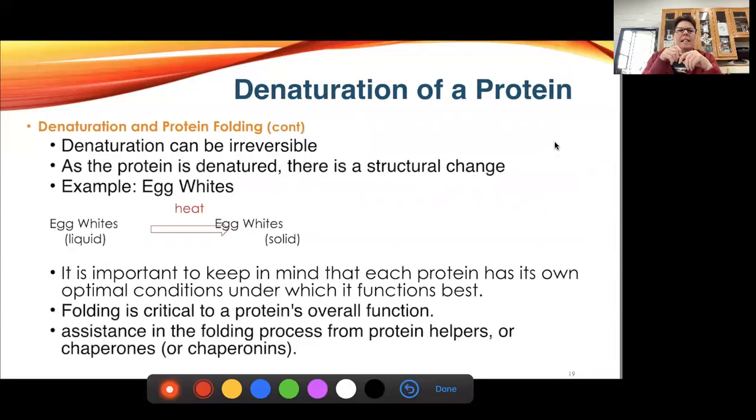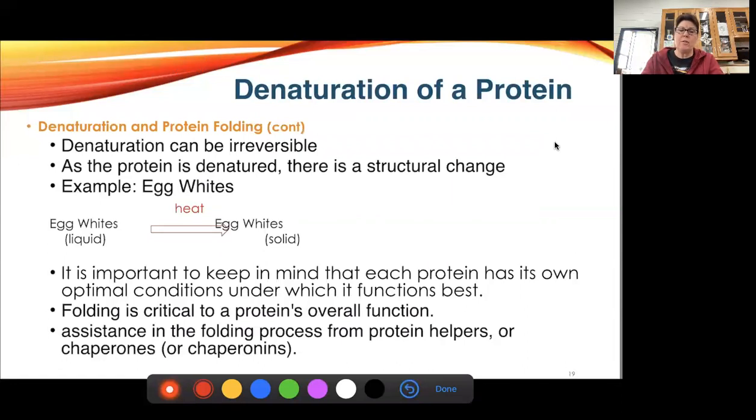So like I said, denaturation can be irreversible. For instance, I don't know how many of you like your eggs over easy. And if you ever go too far, you can't change it. You've got to start over from scratch. I don't like my yolks semi-hard. Nope. All right. So that's what's happening: you're denaturing proteins.